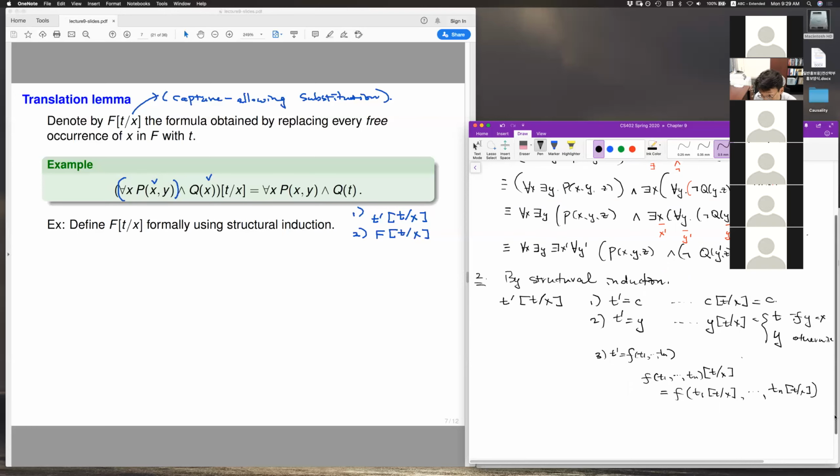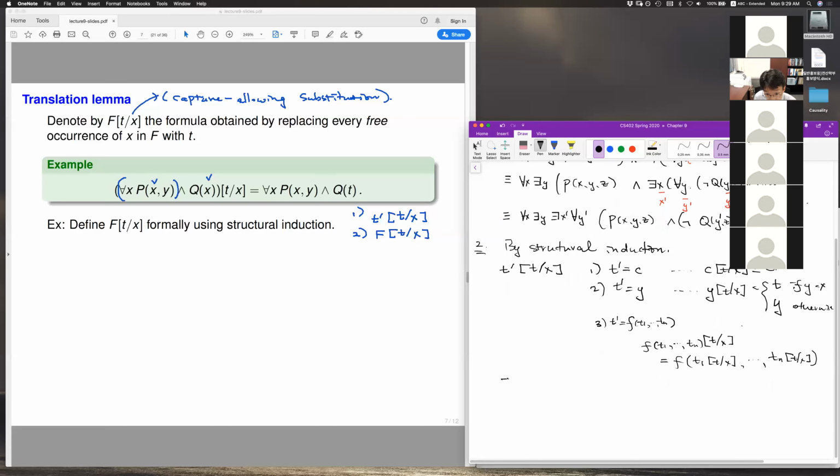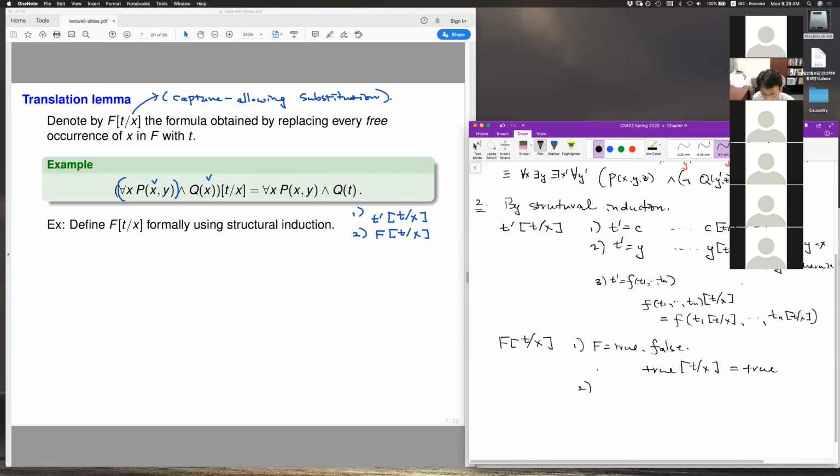For the formula, now we have to define substitution for the formula. Just like before, we again do structural induction. The first case is the formula f is true or false. In that case, I'm going to write substitution only for true. That's just like the constant case, it doesn't do anything. So we just end up with true. The other base case is this.